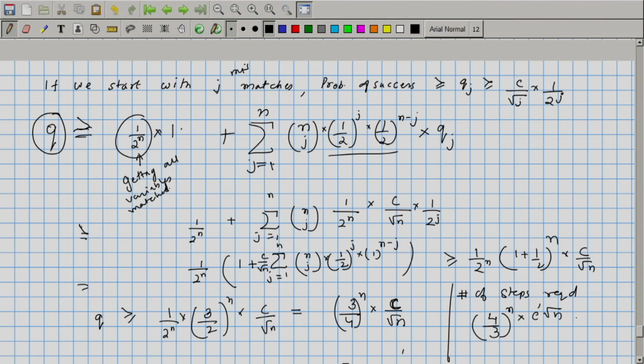Each step takes, let us say, n time units, as if you assume that each step takes n time units, the total running time is going to be n raised to 3 by 2 into 4 by 3 raised to n times c. Still an exponential algorithm, but it is significantly better than say 2 raised to n. Okay. So, that is the randomized 3-SAT algorithm.